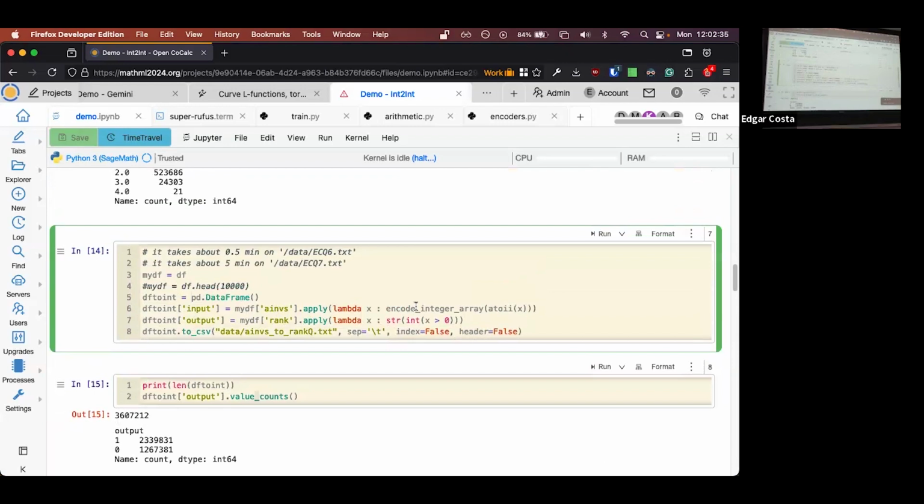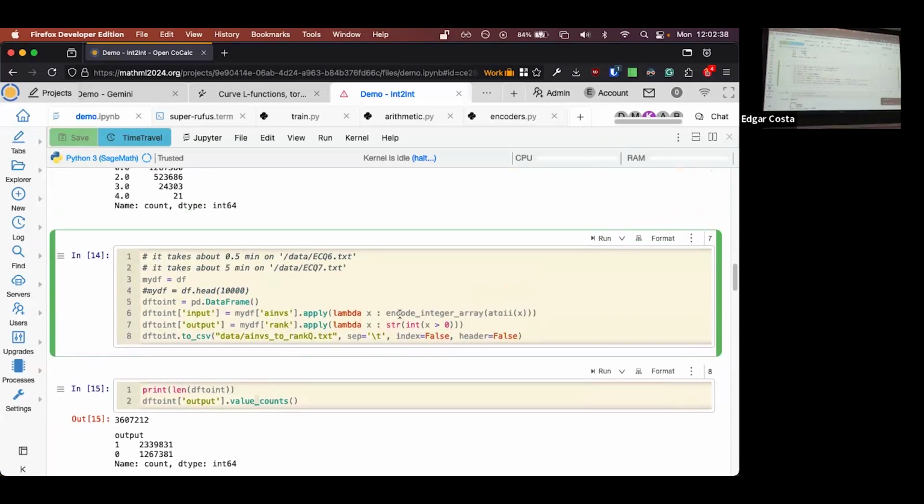So then I use the snippets of code I gave you above to encode the integer array, which is the coefficients of your elliptic curves, called a-invariants. That integer array I convert to a ring of integers. Then from the ring of integers I encode them the way that Francois wants. And for the rank, which is my output, I get asked: is the rank positive or not? I convert it to an integer and convert that back to a string. So then I generate my lovely text file.